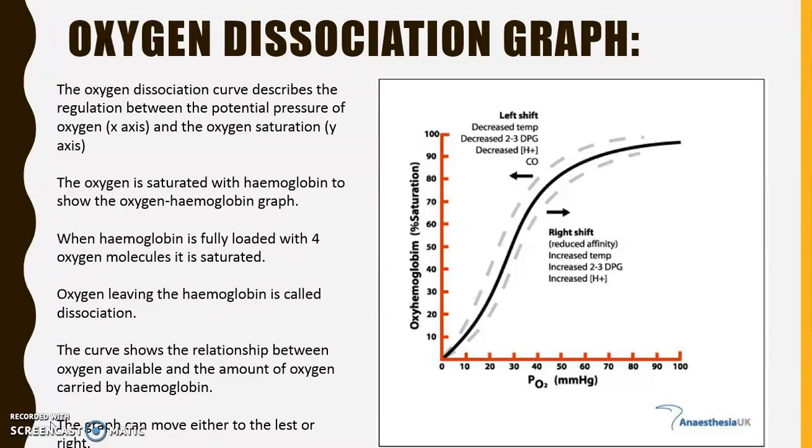So this graph shows the amount of hemoglobin that is taking in oxygen and leaving the oxygen to provide for the working muscles. The curve shows the relationship between the oxygen available and the amount of oxygen carried by hemoglobin. This graph can move either left or right. The curve is shifted to the right by an increase in temperature or decrease in pH value.